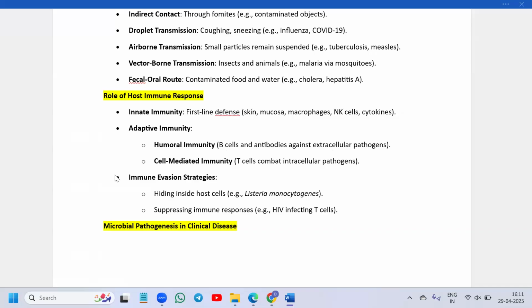Next is immune evasion strategies, where we know the pathogens can hide inside the host cells. Yes, some bacteria can hide inside the host cells, what we saw already, right? Then suppressing immune responses. So like your HIV will infect your T cells. So when T cells are infected, the immunity itself is suppressed. That's why in HIV infected people, the immune system is compromised. This is about the role of the host immune response.